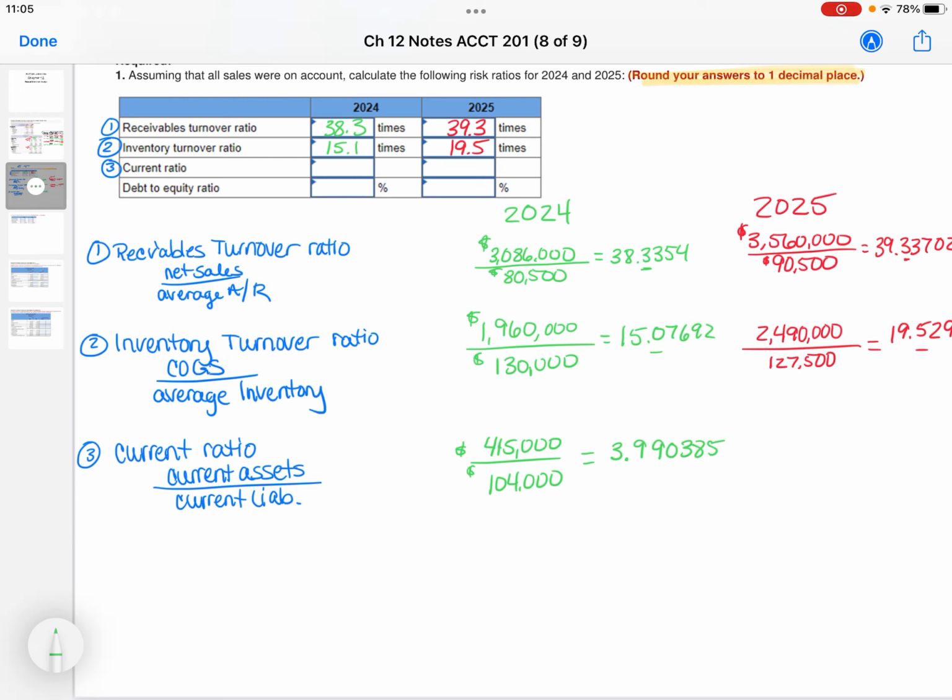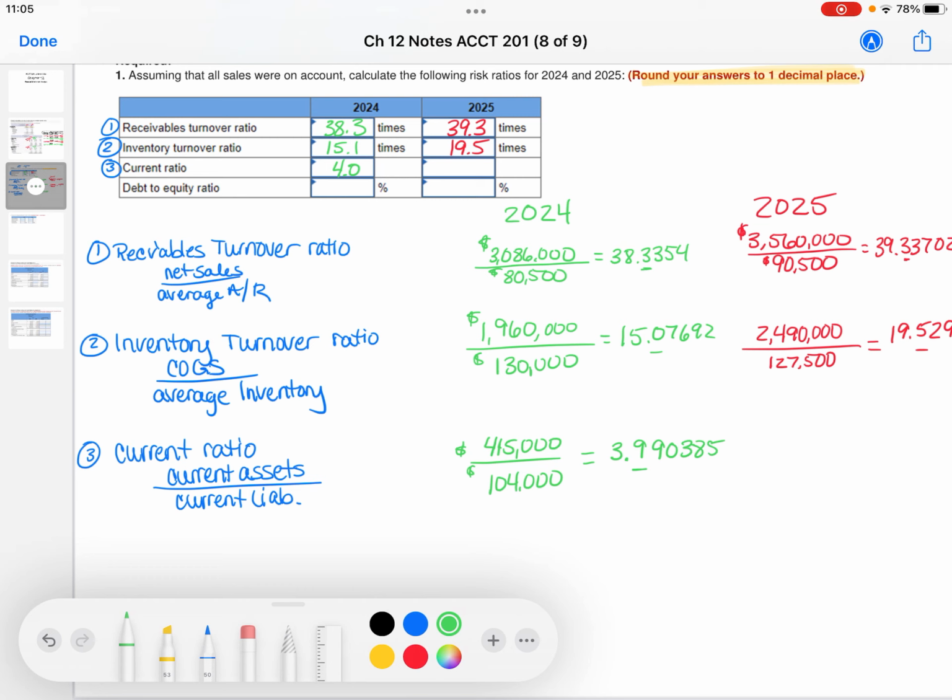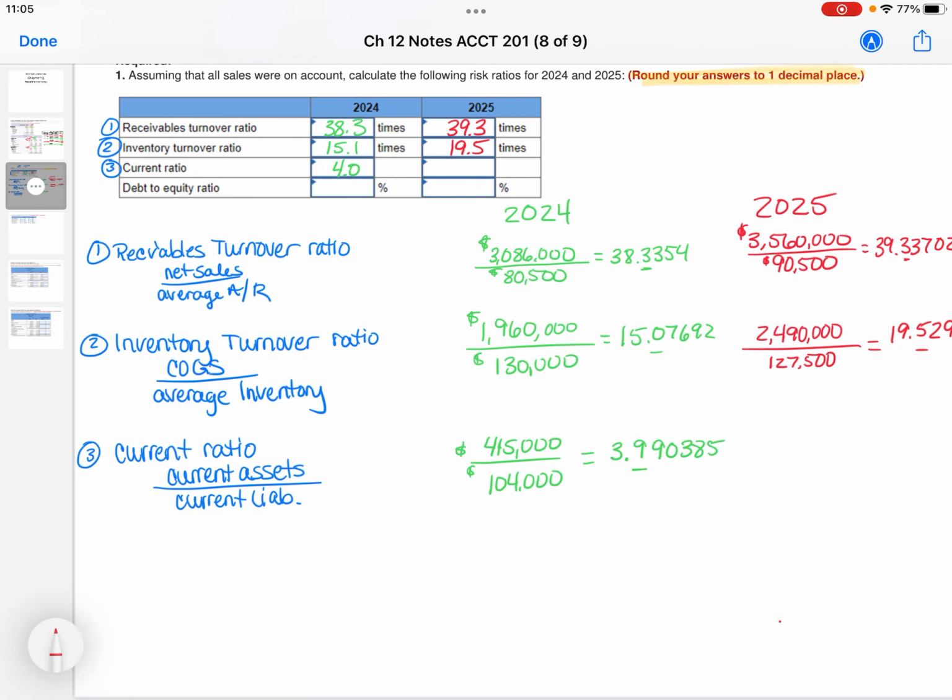So when you divide these up, you get a number that looks like this, 3.990385. And what we're going to do with this is we're just going to round it to one decimal place. So 3.9, because there's a 9 after it, it actually rounds to 4.0. So the current ratio is 4.0 if you want to include that. Basically means for every $1 of liabilities, I have $4 of assets. So that's pretty good. That's really good.